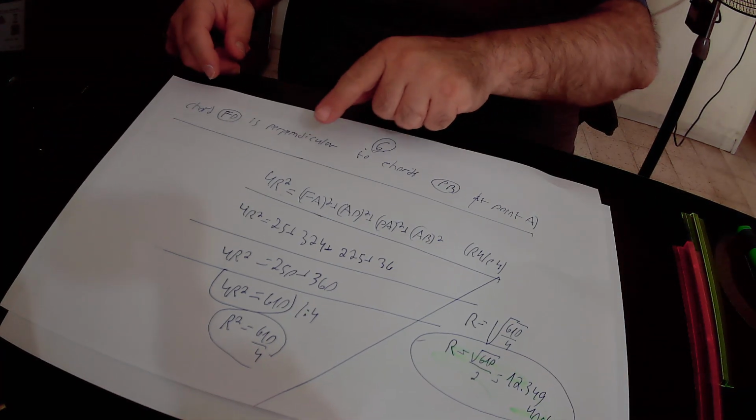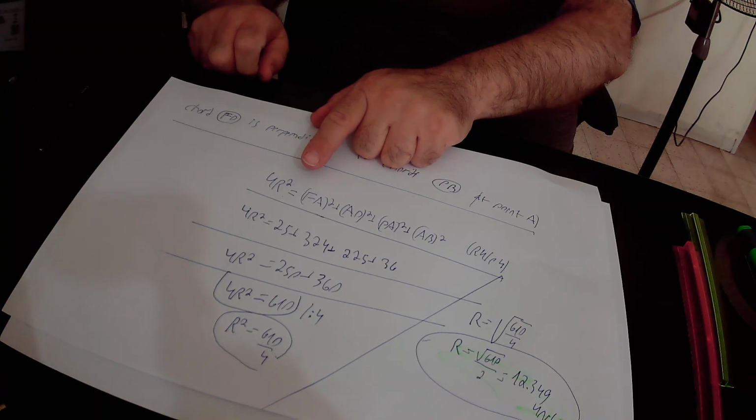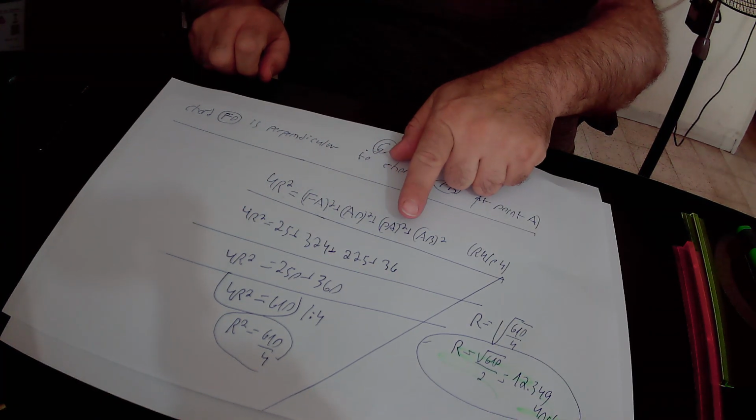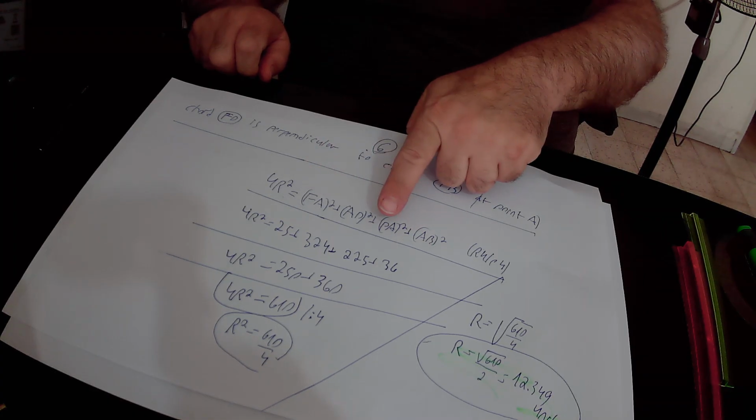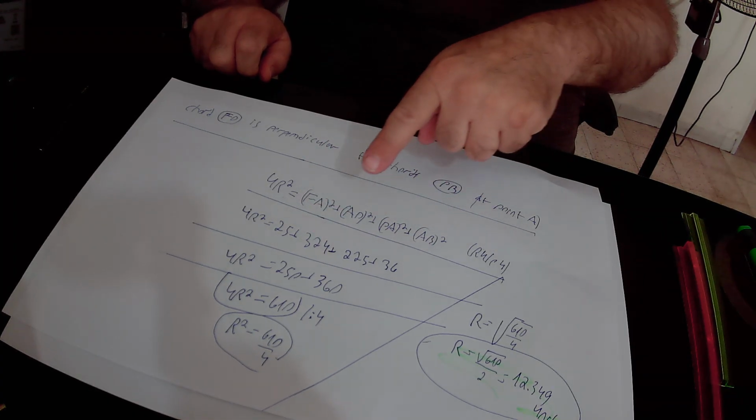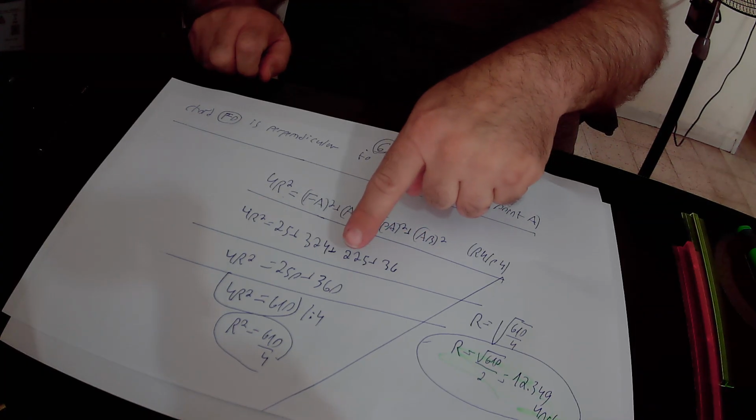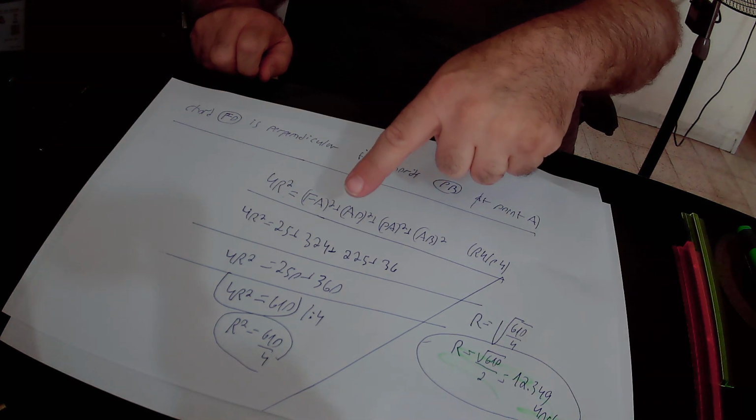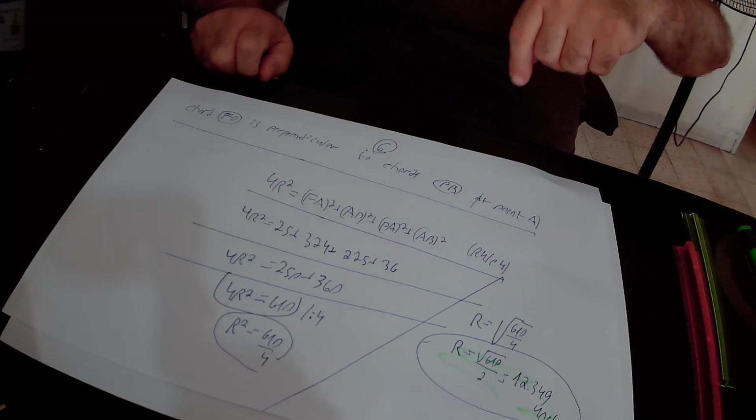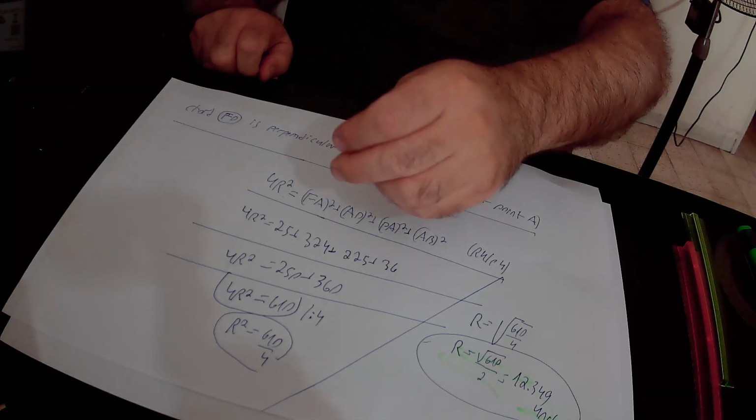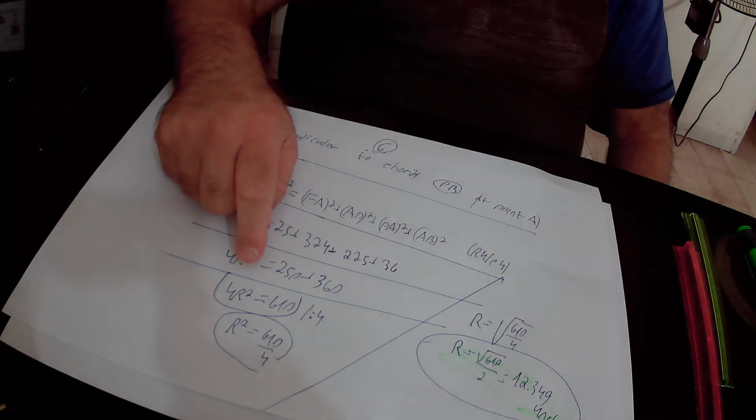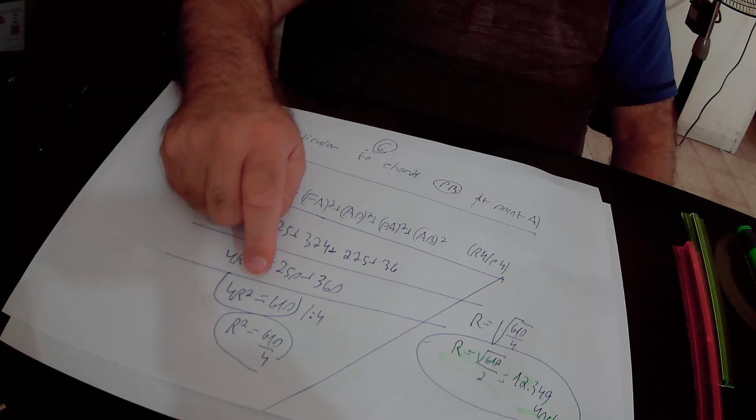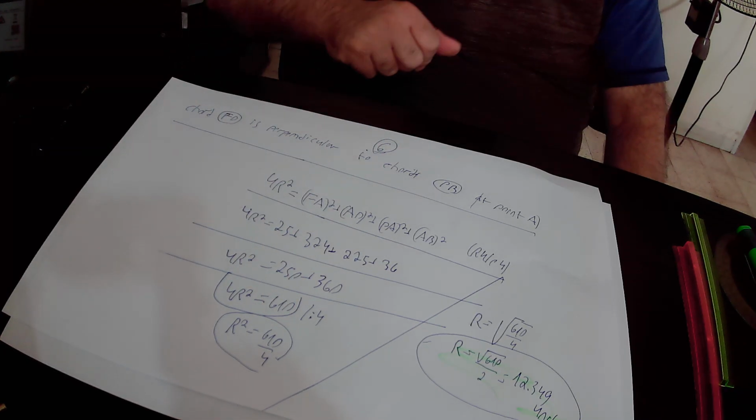In conclusion, 4R squared equals 25 plus 324 plus 225 plus 36. 25 plus 225 is 250, and 324 plus 36 is 360. So 4R squared equals 250 plus 360, which is 610. We divided this equation by 4 and found that R squared equals 610 over 4.